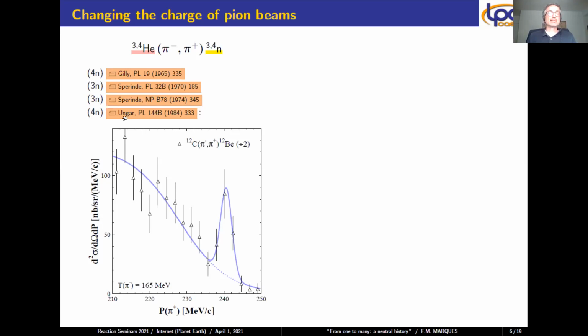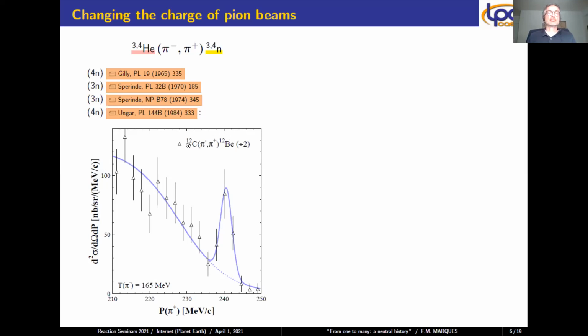In this case, Ungar first used as a reference the pi minus pi plus on carbon 12. So when you do pi minus pi plus on carbon 12, you change carbon 12 into beryllium 12. And so this is the pi plus spectrum of this reaction. And you see here the phase space, and close to threshold, you have a peak that corresponds to the bound states in beryllium 12.